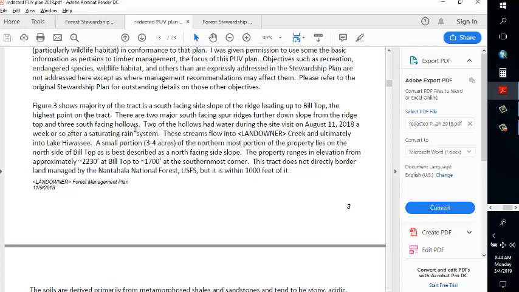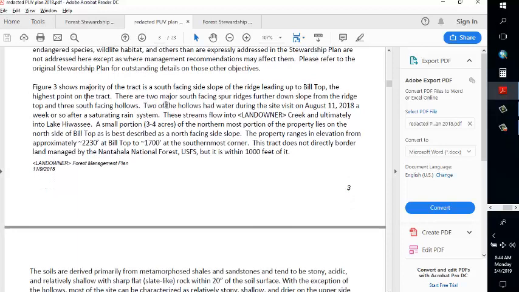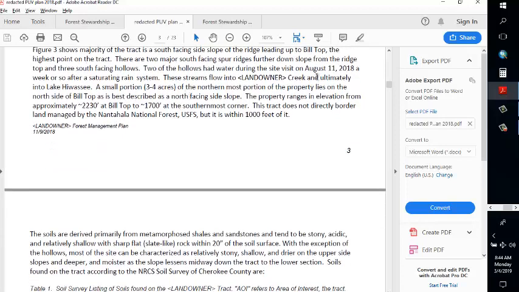So I kind of describe what the aspect is, and of course I'm always pointing to, in this case, my topographic map, and talk about the streams flowing. I think it's important that you talk about where those streams eventually go, what river system they're eventually going into. And I also think it's important to give the elevational ranges of the whole property.